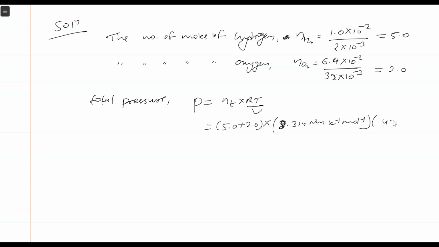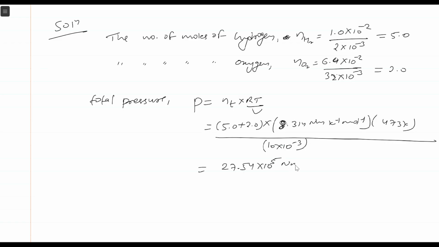Temperature is given to be 473 Kelvin, and the volume is in the denominator, that is 10 into 10 to the power minus 3. If we solve it, we directly get the value 27.54 into 10 to the power 5 Newton per meter square. This is the total pressure of the mixture.